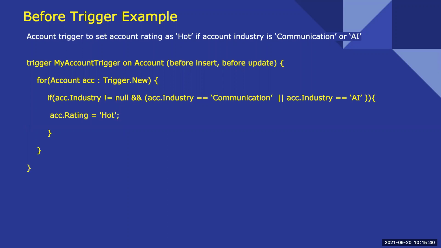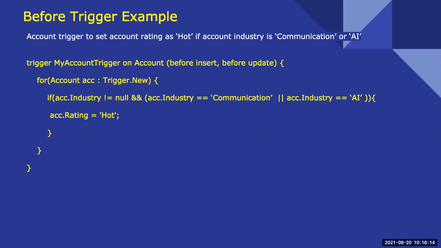What we are doing is iterating over the accounts, and we are checking Trigger.new. As I told you, new is the new value. We are checking if the account industry is not null, and the account industry is either communication or AI. Let's set the account rating as hot. So that's a very basic example of a before trigger, in which we are setting the rating as per the industry entered by the user.